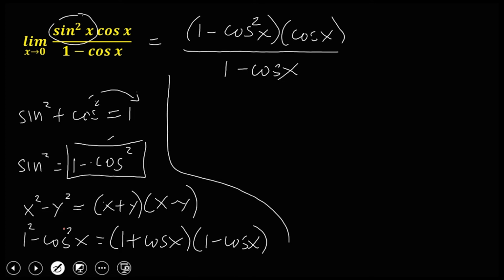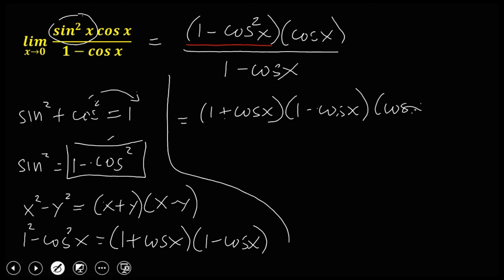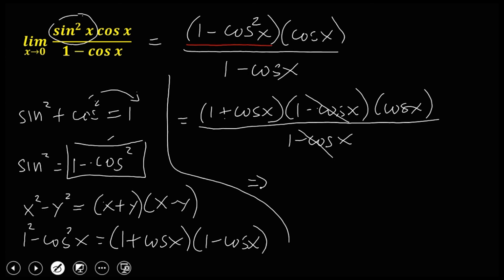So factor out this equation. This one is equal to 1 plus cosine x times 1 minus cosine x, then times this cosine x over the denominator, that's 1 minus cosine x. Then we can cancel this 1 minus cosine x. So this is now our new equation: 1 plus cosine x times cosine x.